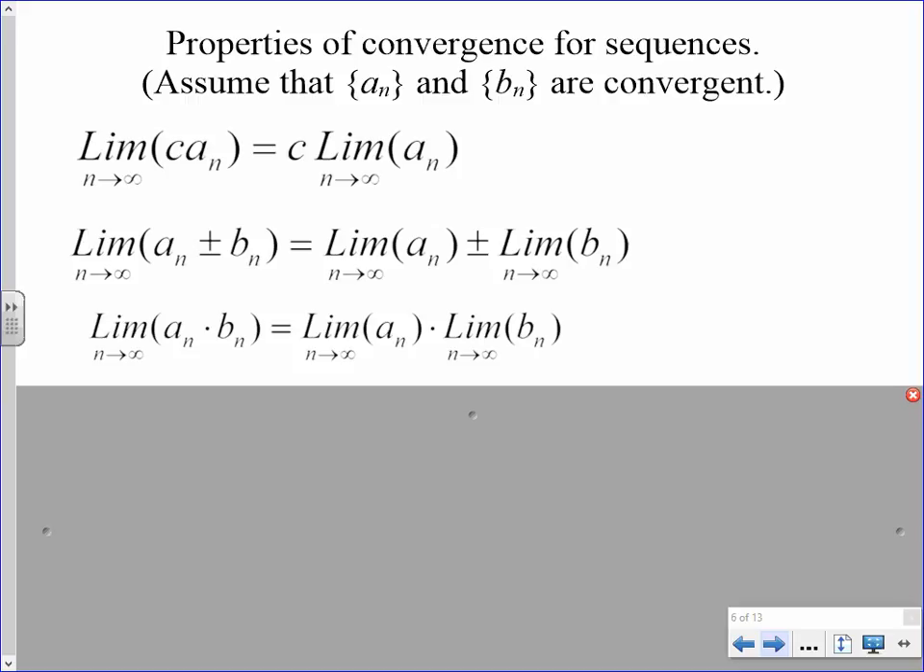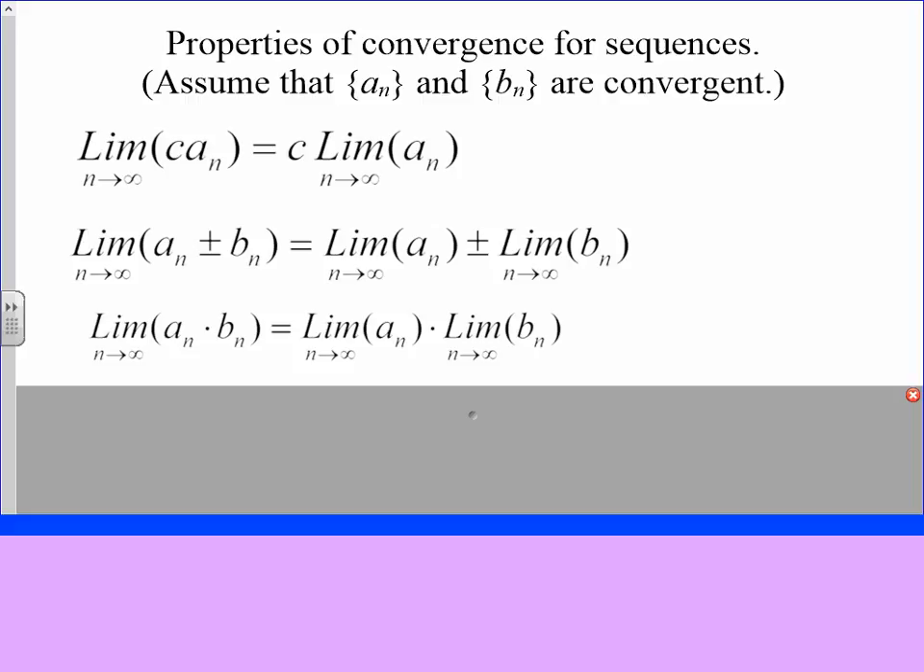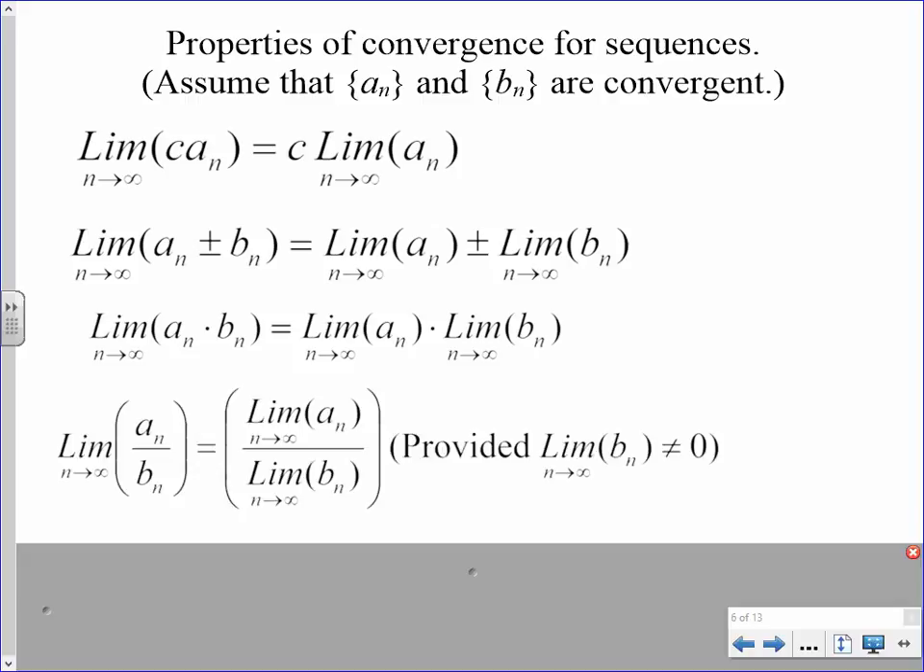If there's multiplication, we can multiply the two limits together, granted they're both convergent. And the last one involves division. We can divide the two limits as long as that denominator is obviously not 0.